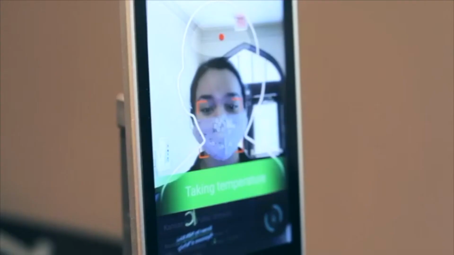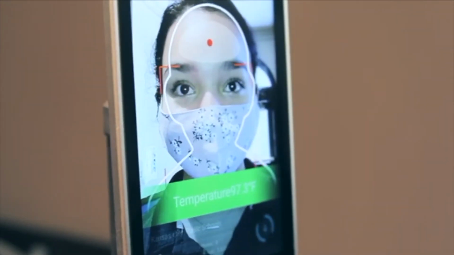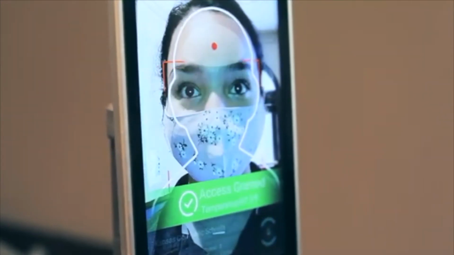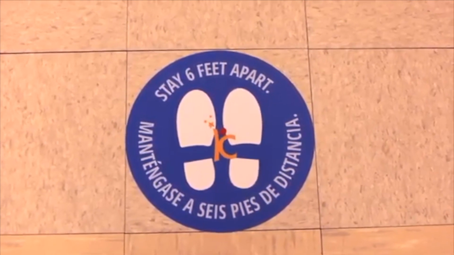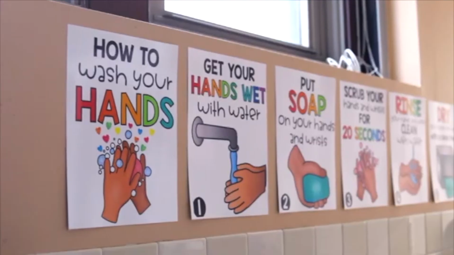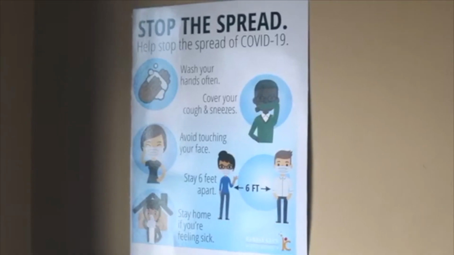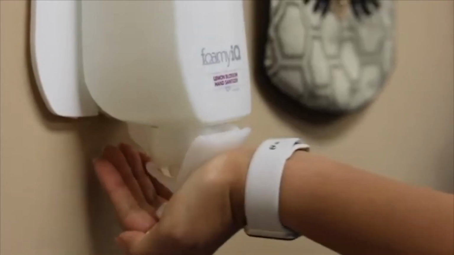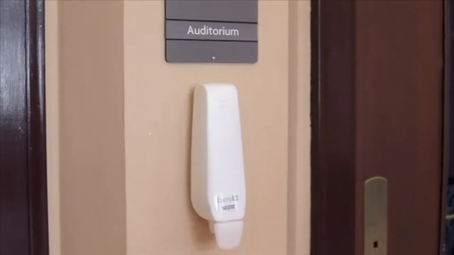We have placed digital temperature tablets throughout all of our approved entrances in our facilities, signage throughout the buildings to promote social distancing, and safety tips on hand washing and how to stop the spread of germs, and hand sanitizer stations in every classroom and common areas.